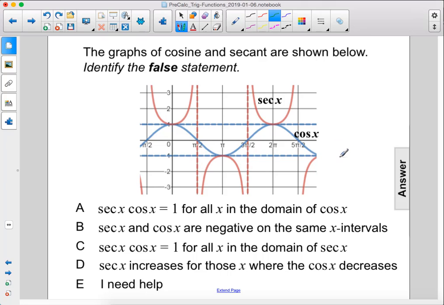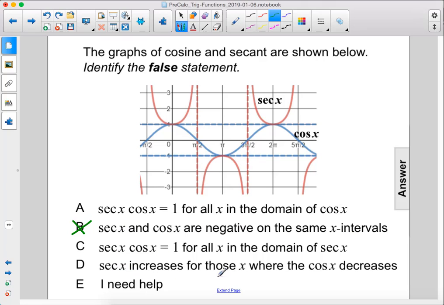The graphs of cosine and secant are shown below. Identify the false statement. Alright, so here we have secant x and cosine x are negative on the same x intervals. This is true. So we can eliminate that. If cosine is above 0, then secant is also positive, and when the cosine graph is below the x-axis, secant is also negative, so yes, this is true.